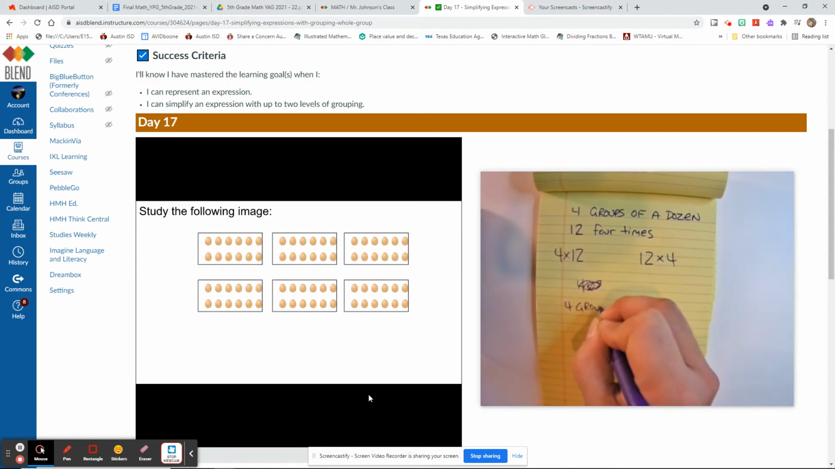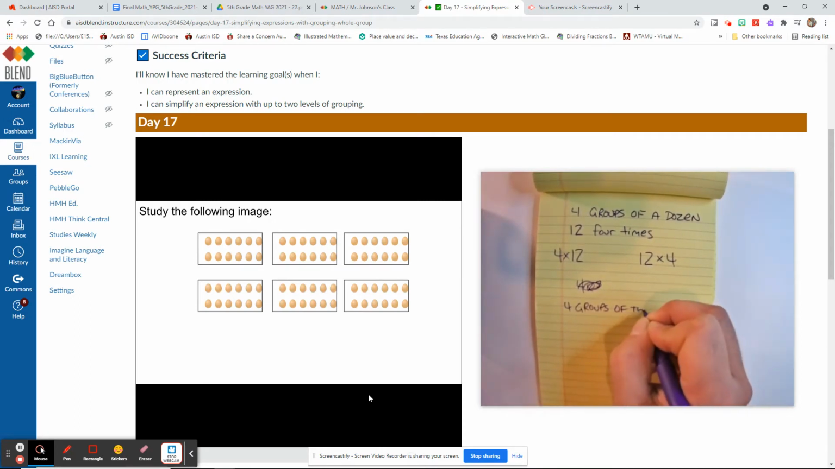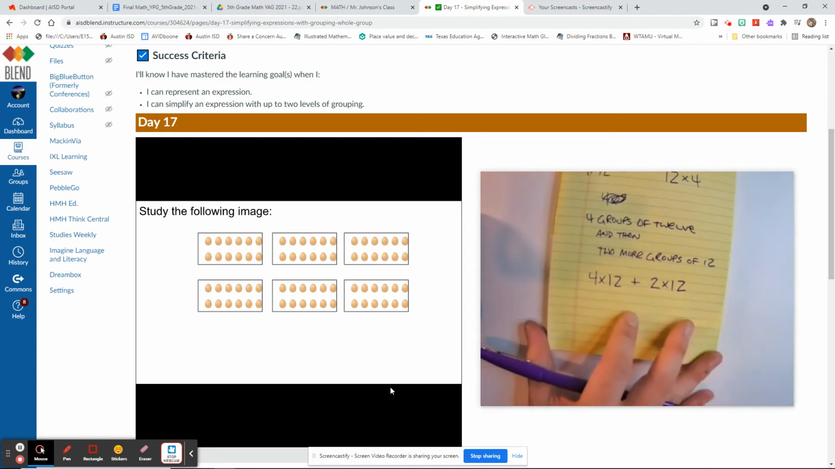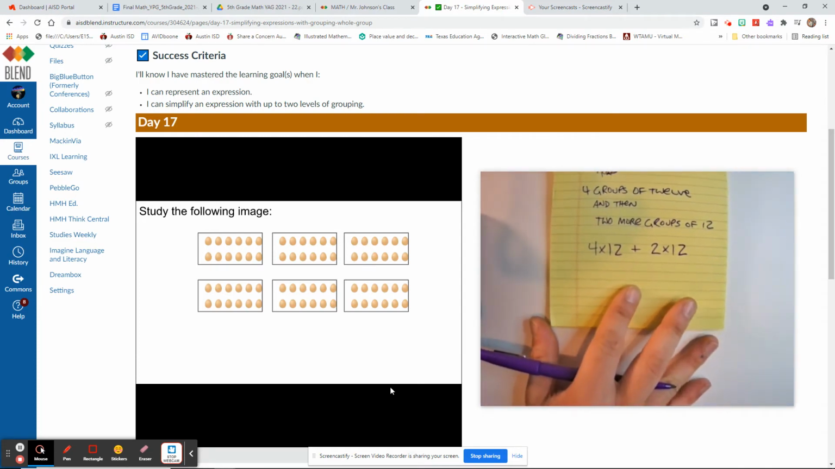4 groups of 12. And then 2 more groups of 12. All right, so 4 groups of 12, and then 2 more groups of 12. So this is one way that I could represent in an expression how many eggs we're looking at.